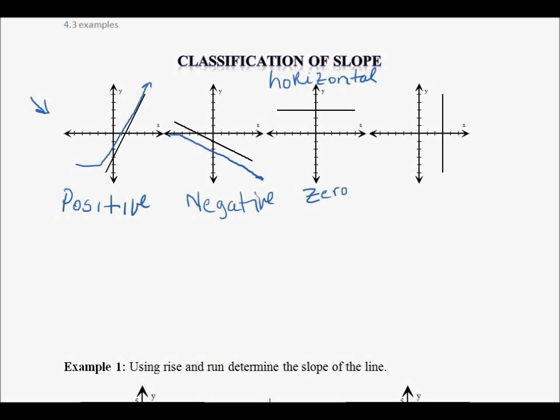On the last one, you see clearly this is just a vertical line. If it's a vertical line, you have a rise. From one point to the next, you do move up. However, you don't have a run from one point to the next point. You never move over. So there's no run. So that means that the slope of a vertical line is undefined.